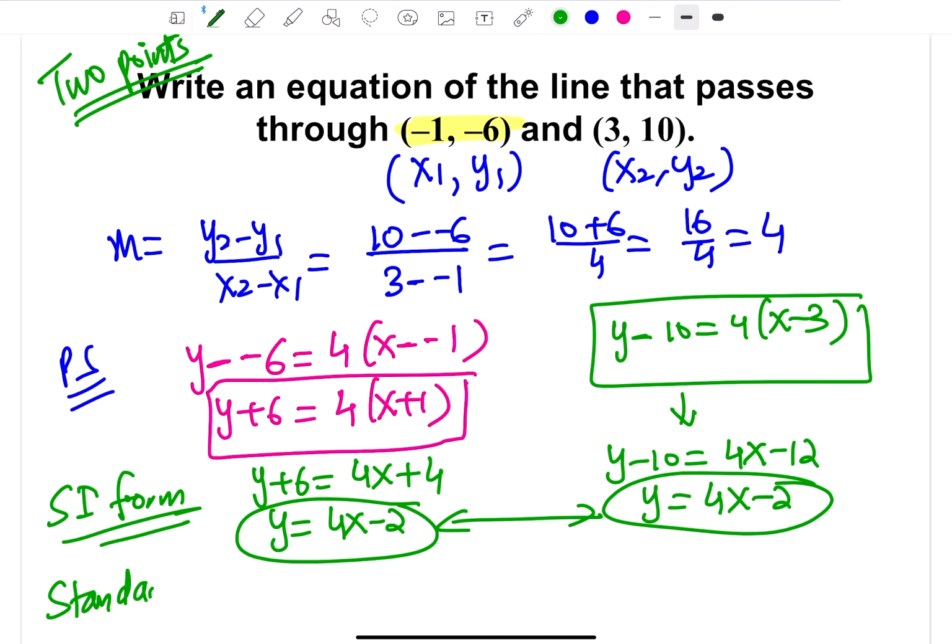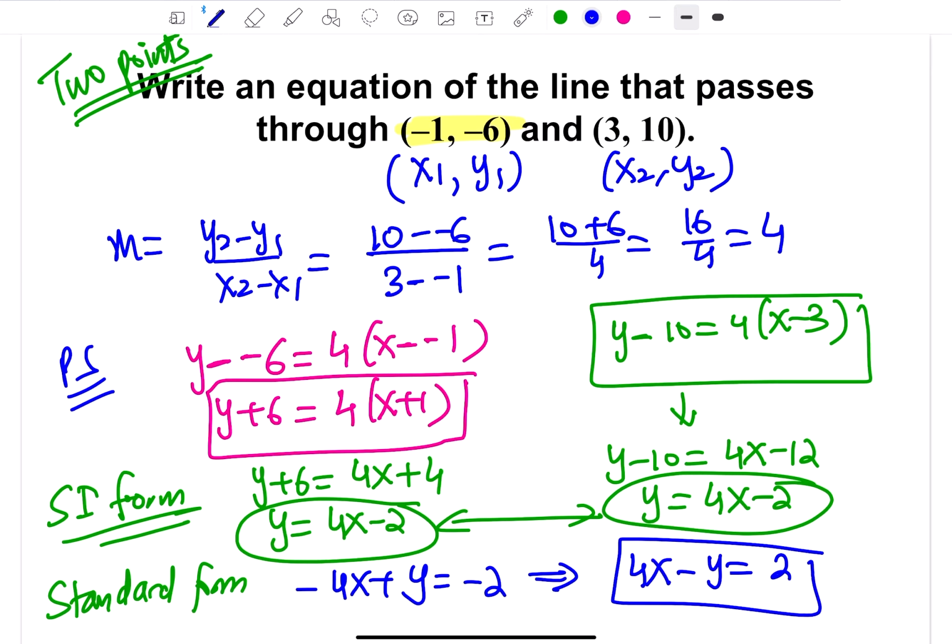If we want the standard form as well, we want to bring the x and y together on one side. So negative 4x plus y equals negative 2. Now go ahead and divide everything by negative 1 just to make the a positive. 4x minus y equals 2 would be the standard form for this equation of line.